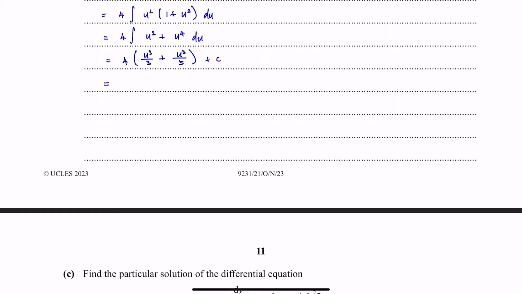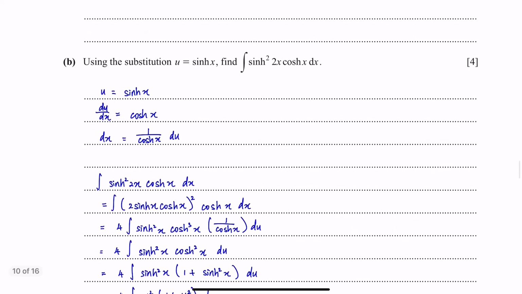And we need to sub back u equals sin x. So we get 4/3 of sin cubed x minus 4 over 5 sin to the 5 x plus c. And we don't really need to find the c here because we are not given any values of x.